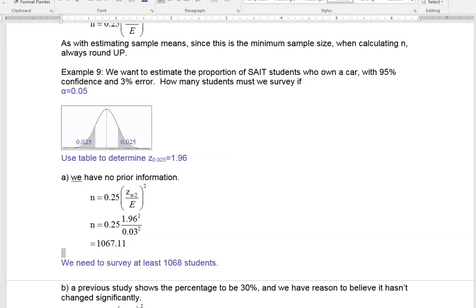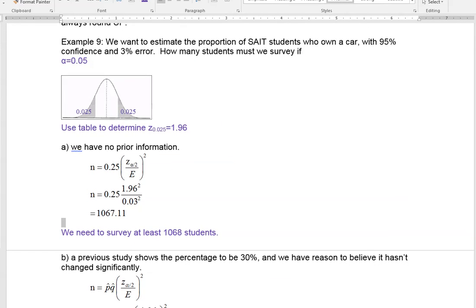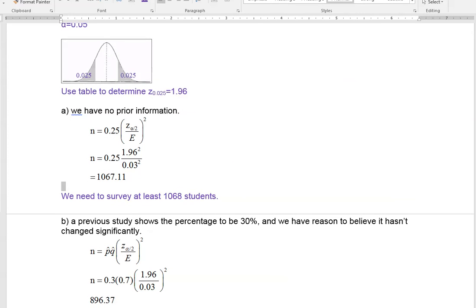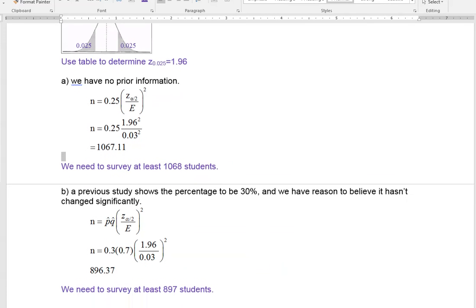So that was the first possibility. We had no prior information, but maybe we had some information. So part B is saying a previous study shows the percentage to be 30%. We have reason to believe it hasn't changed significantly. So that 30% is telling us, oh, go ahead and use 0.3 for your p hat. So in that case, we would use this version of the formula with the p and the q present, and we would put our 0.3 for our p, and our q is 0.7. The z and the e are the same as the first part of the question, right, because it's the same scenario. So we plug that one in and we get 896.37. Again, got to round it up to 897.